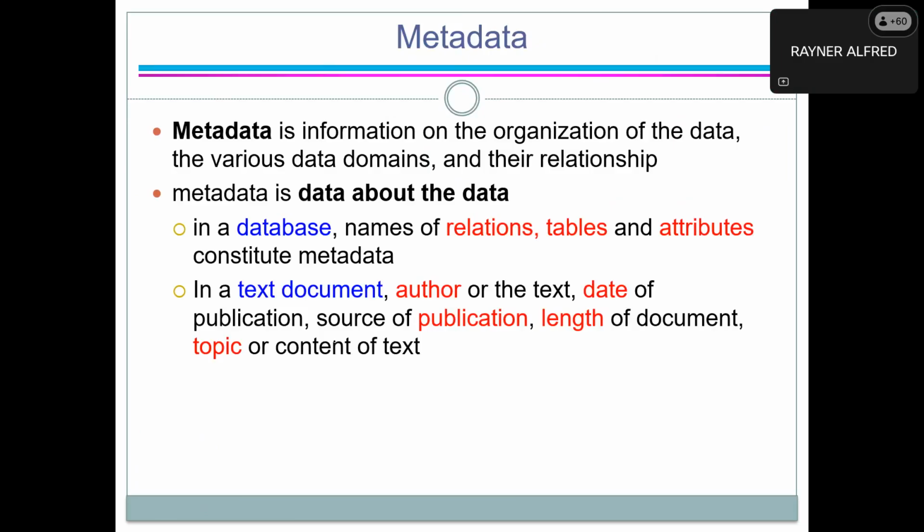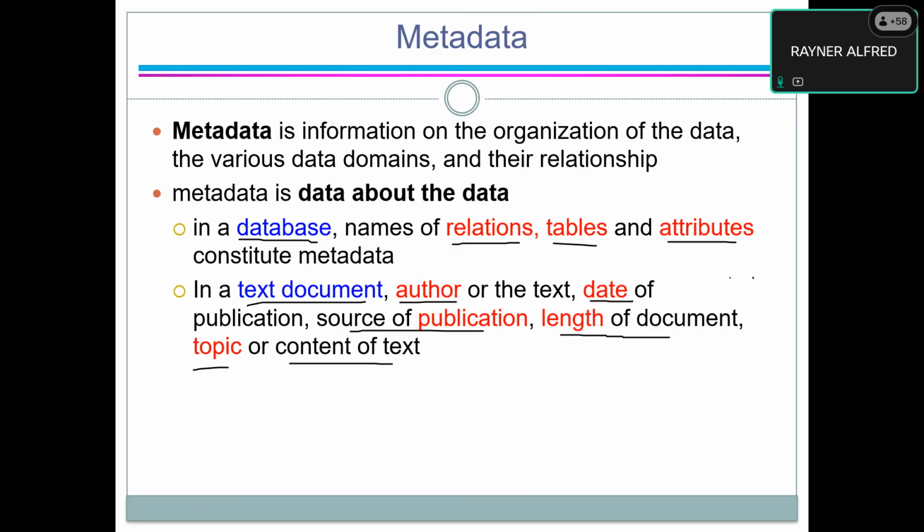So if we compare in a database, all of you have taken database, right? So we have relation, table, and attribute. These are the metadata that we could extract from your database. But in a text document, we have some other information. For example, we want to know who is the author, when the paper is published, who is the publisher, the number of pages, and what is the topic and the content of the document. So these are the information about your data that we need to extract.